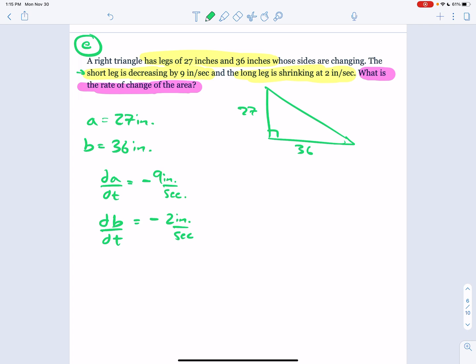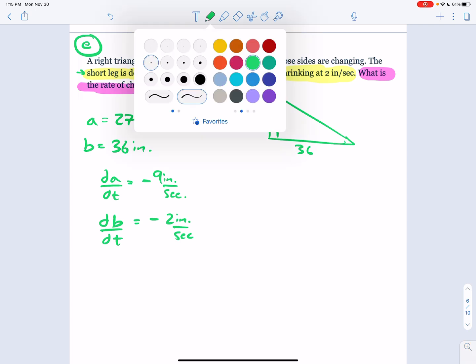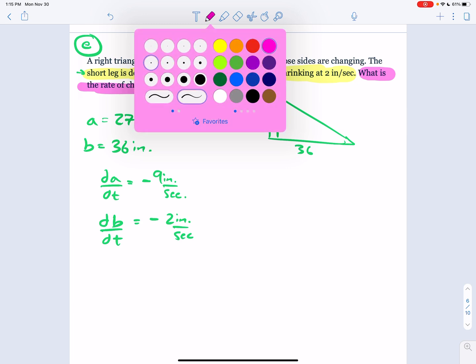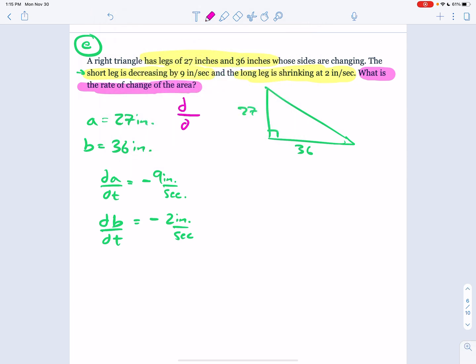Okay, now what's different about this last one here is if you guys read the question, it's asking you what is the rate of change of the area. So remember, rate of change is just d something over dt. So we're finding the rate of change of the area. This is what we're trying to figure out. So this tells us that we should use our area equation. What's the area of a right triangle, right? Area of a right triangle is 1/2 base times height.